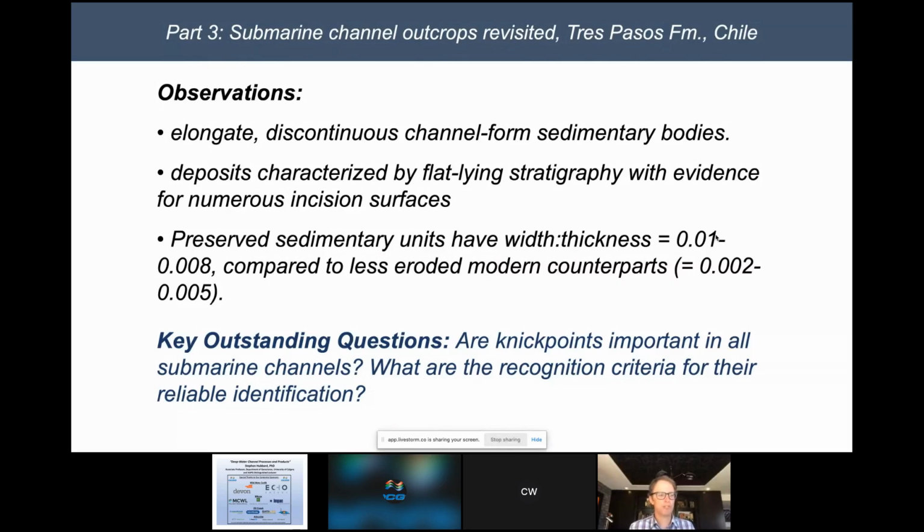But the question is just, where are they important? In which systems, and then eventually maybe we'd be able to link them to things like gradient and sediment supply. That's maybe getting down the road a little bit. We're getting there. And then if they are important, what are the recognition criteria? How do I know that they're there? And I think that's what we're trying to demonstrate here through our efforts.